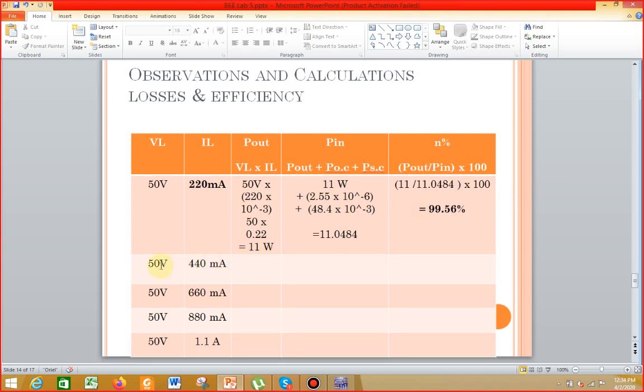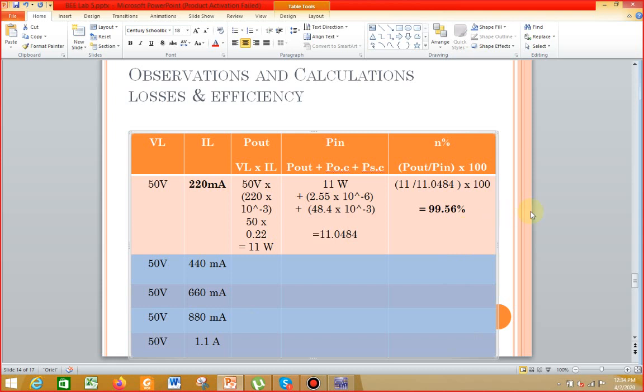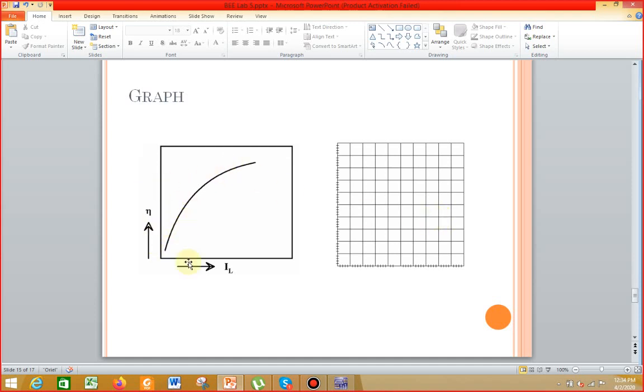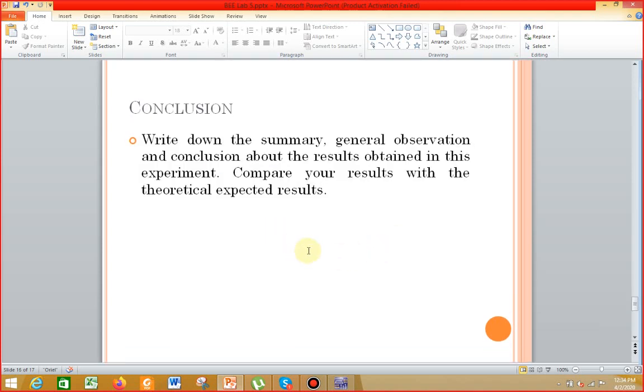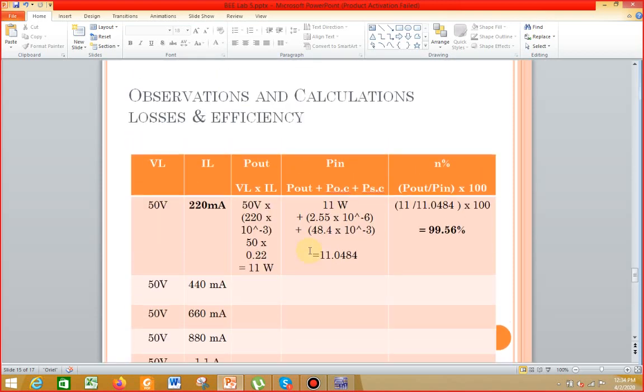And similarly you can calculate all these values, which you will be doing in your assignment. And then there is a graph: by increasing load current, what will happen to the efficiency, and then there is a conclusion. Okay, so that's all.